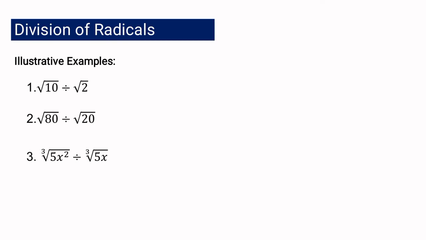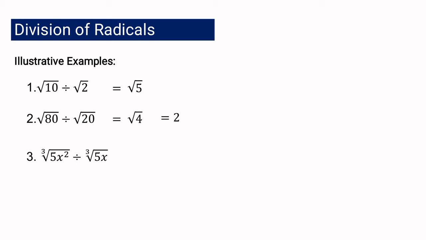So we have number 1, square root of 10 divided by square root of 2. The answer here is square root of 5. We simply divide 10 and 2. That's why we have square root of 5. Now, if we have square root of 80 divided by square root of 20, we just divide 80 and 20. That would be square root of 4. And as you all know, the square root of 4 is 2.